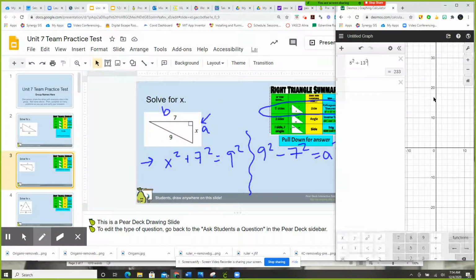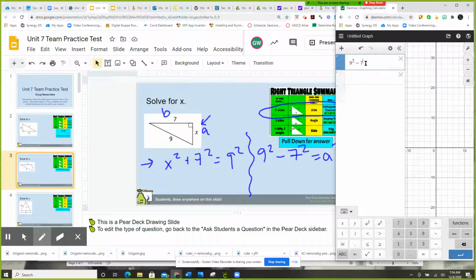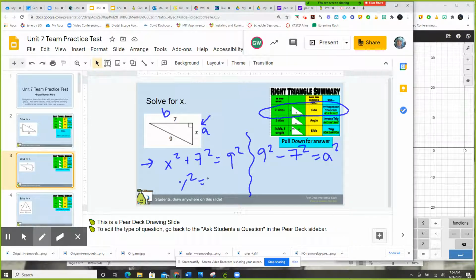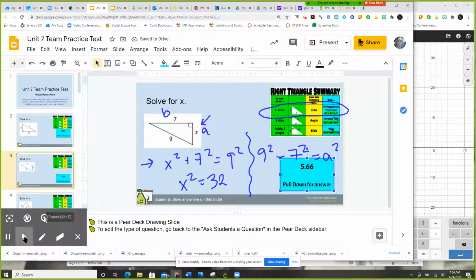So in my calculator, I'm going to change my 8 to a 9 and my 13 to a 7, and I'm going to subtract. So is my answer 32? Why not? I got to square root it. I keep asking that question because that's most often the reason somebody gets this kind of problem wrong. My answer is going to be 5.66.